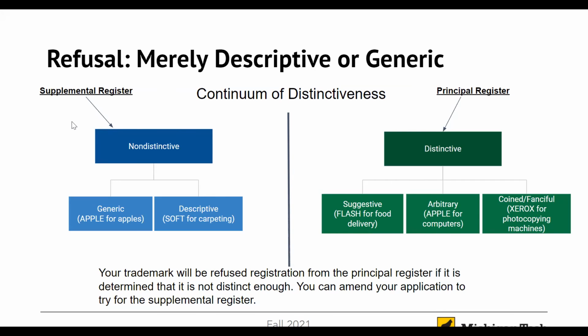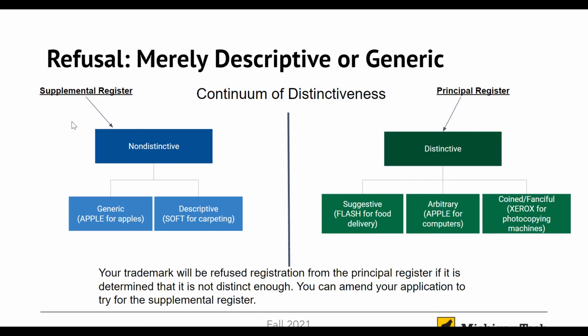So non-distinctive, generic, or descriptive, we have things like apple for apples. But you're going to be distinct if you're using the word apple for something like computers, something completely unrelated, right? So Apple, trademark.